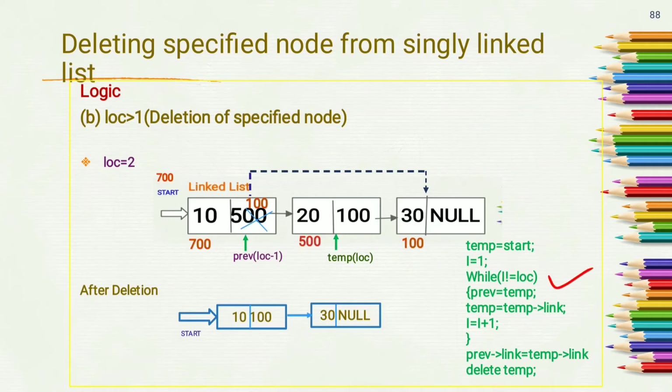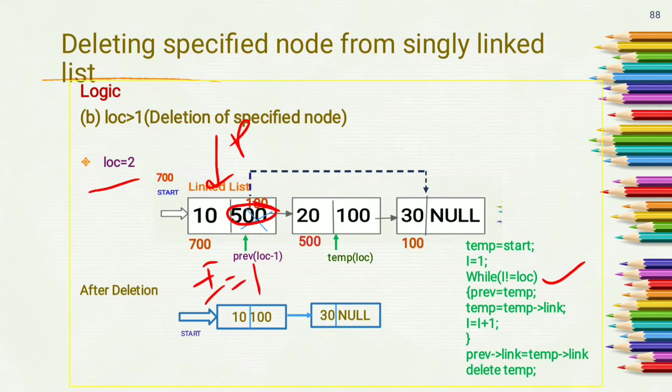So here I am checking: while I is not equal to location, what do we have to perform? We have to move previous to temp and temp to temp link, and then increment the value of I by 1. This logic will move temp to the location node and previous to the location minus 1 node. Initially temp is at the first node and I equals to 1. Now we check if 1 is not equal to location, because the value of I is 1 and location is 2, the condition is true. So move previous to temp and temp to temp link.